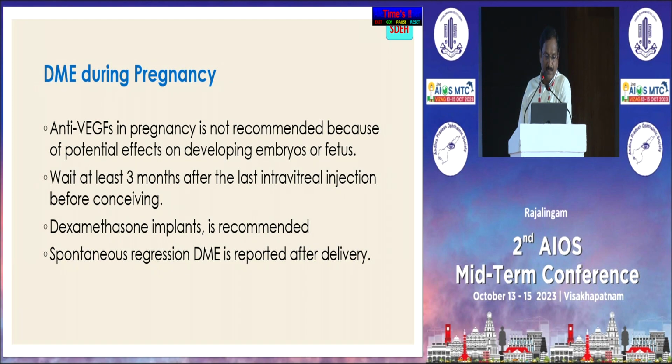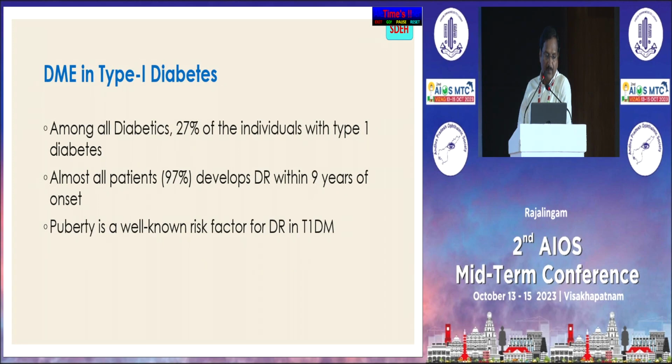DME with pregnancy. Anti-VEGFs in pregnancy are not recommended because of potential effect on the developing embryo or fetus. Wait at least 3 months after the last intravitreal injection before conceiving. Dexamethasone implant is recommended. Spontaneous regression of DME is reported after delivery. So DME with type 1 diabetes. Among all diabetics, 27% of individuals have type 1 diabetes, and almost all develop diabetic retinopathy within 9 years of onset. Puberty is a well-known risk factor for diabetic retinopathy.